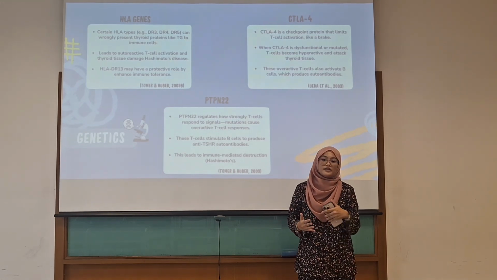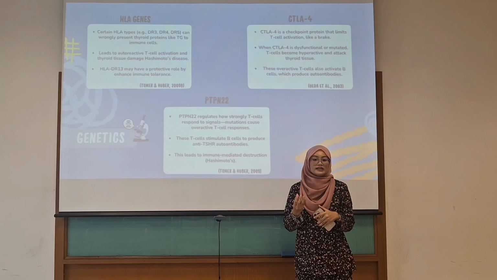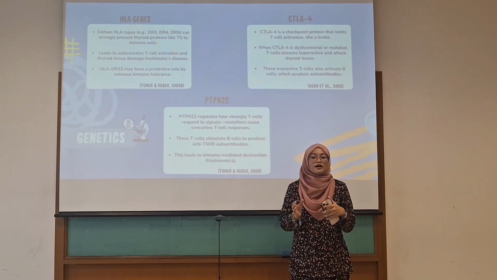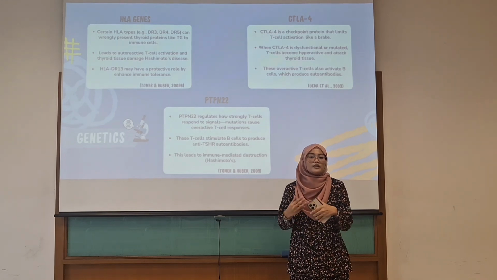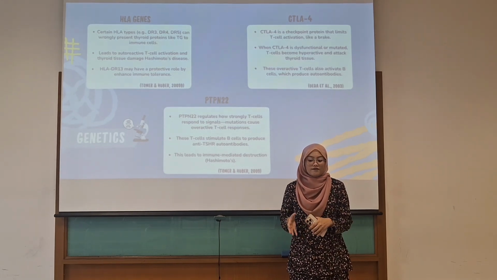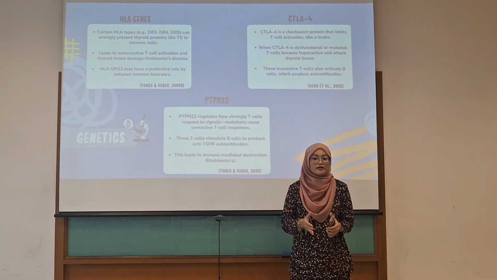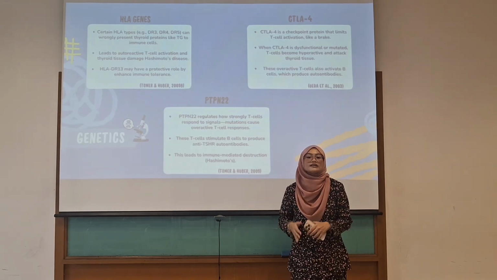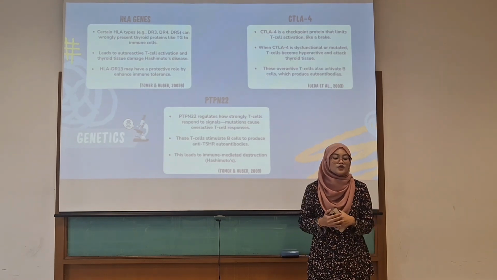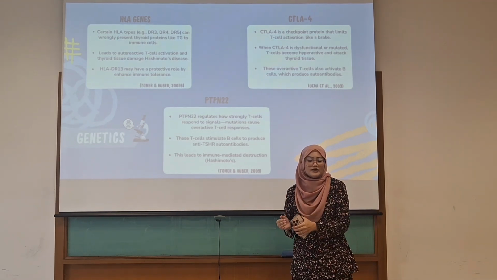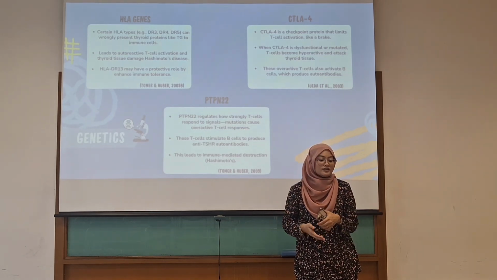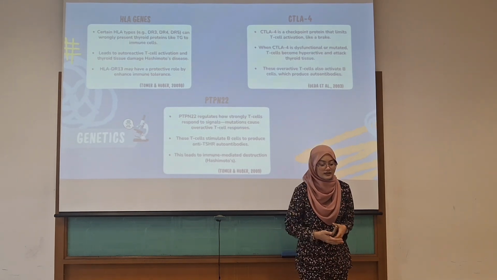And lastly is PTPR22, which is a gene that controls how strongly T cells respond to danger signals. If mutations happen here, the T cells will become overactive. Therefore, the aggressive T cells will stimulate B cells to produce autoantibodies against the TSHR. This could lead to immune-mediated destruction and inflammation. In our case, such as the patient, she experienced Hashimoto's disease.